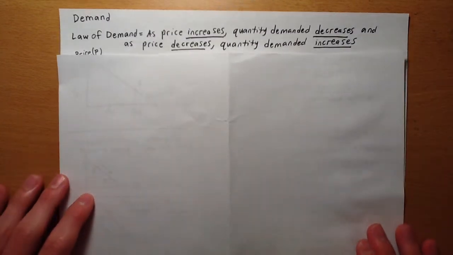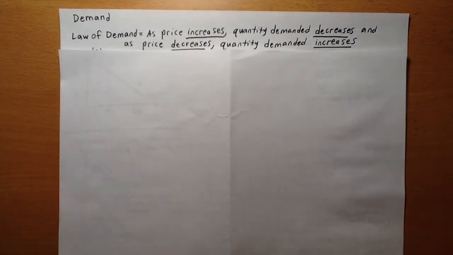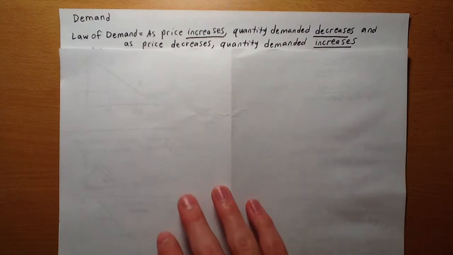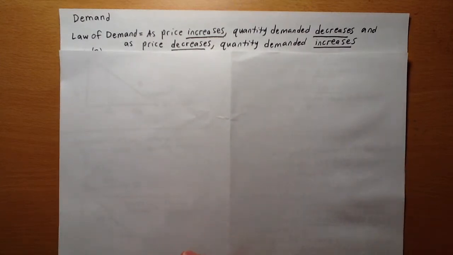In this section, we're going to talk about demand, and we're going to introduce this by defining a key concept, and that is the law of demand. The law of demand states that as price increases, quantity demanded decreases, and as price decreases, quantity demanded increases.